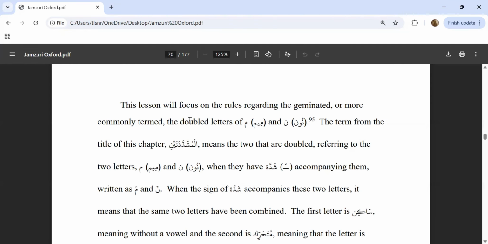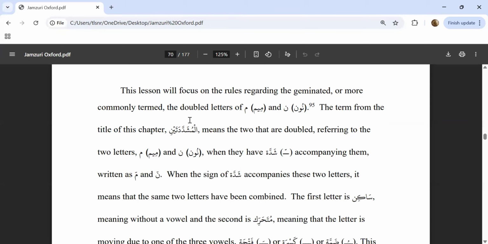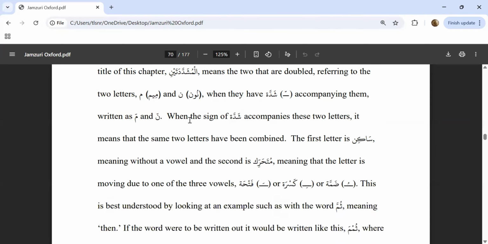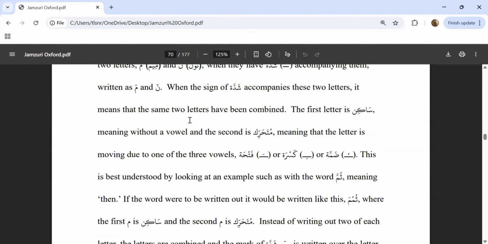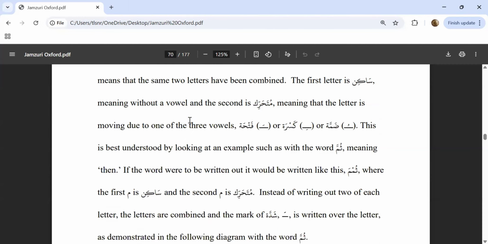And the reason for that is obviously that the meme and the noon have, as we say, the intrinsic sifa, the intrinsic attribute of having ghunna, and that ghunna becomes very pronounced when the two letters have a shadda. Okay, so very simple, very straightforward. A shadda means that the same two letters have been combined. The first is sakin without a vowel, and the second is mutaharrik, as I said.